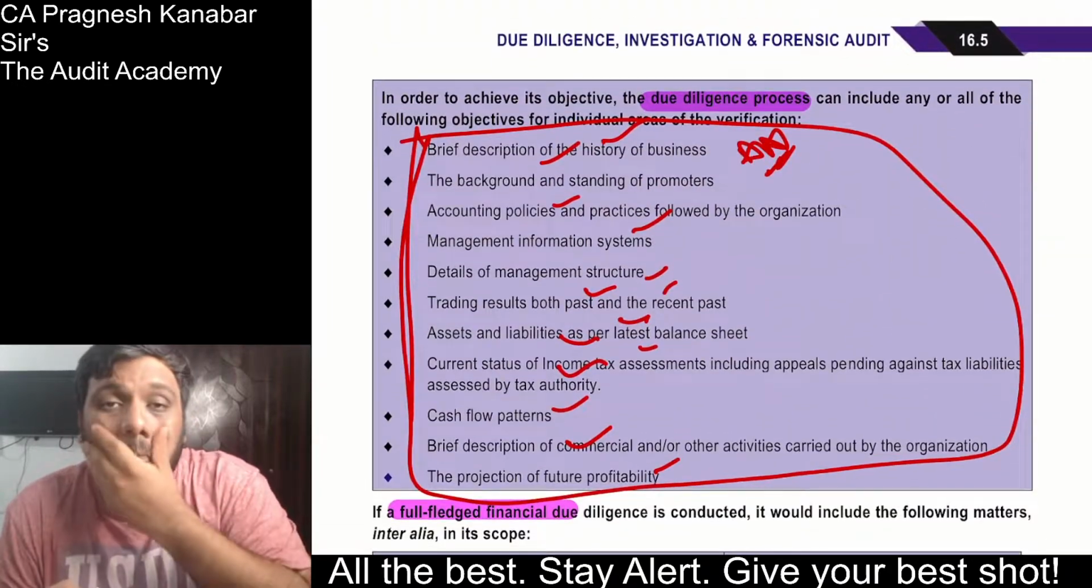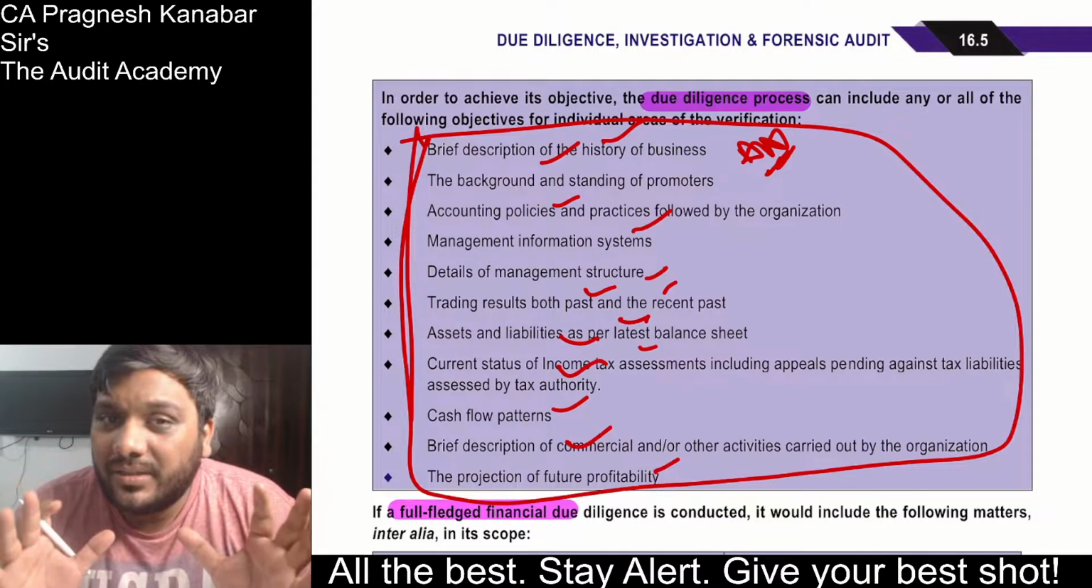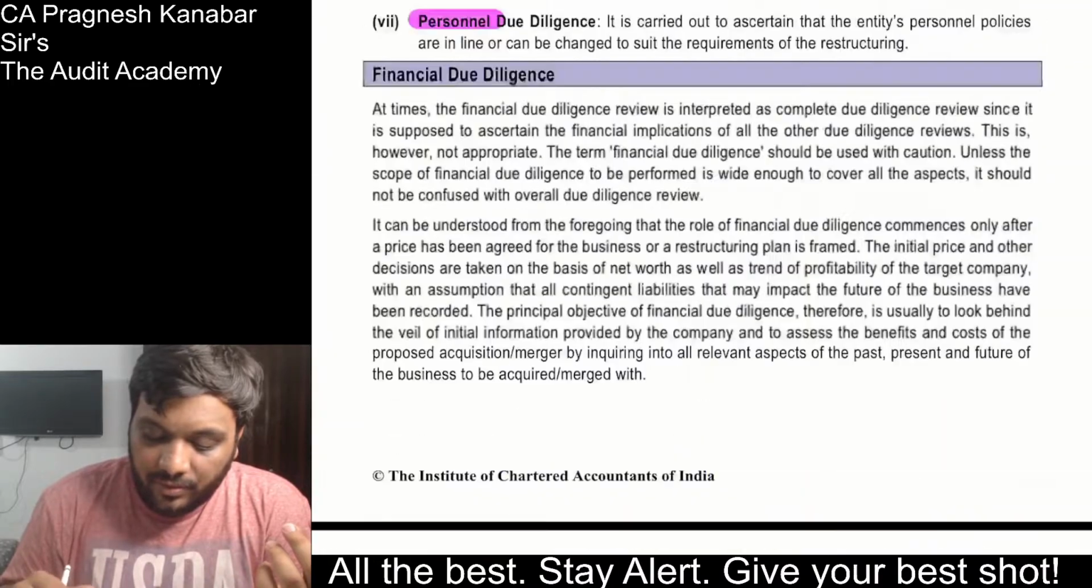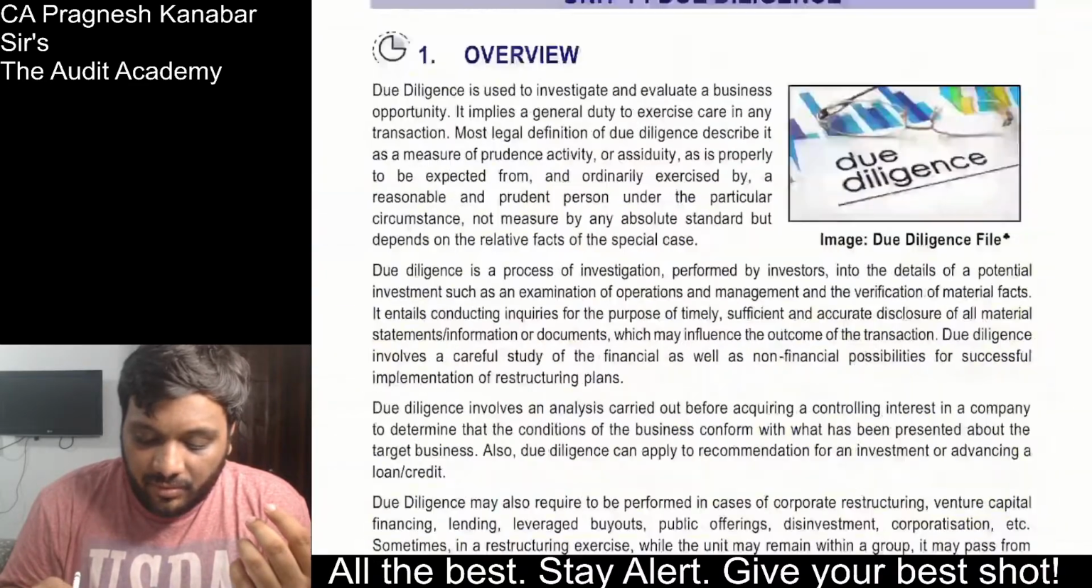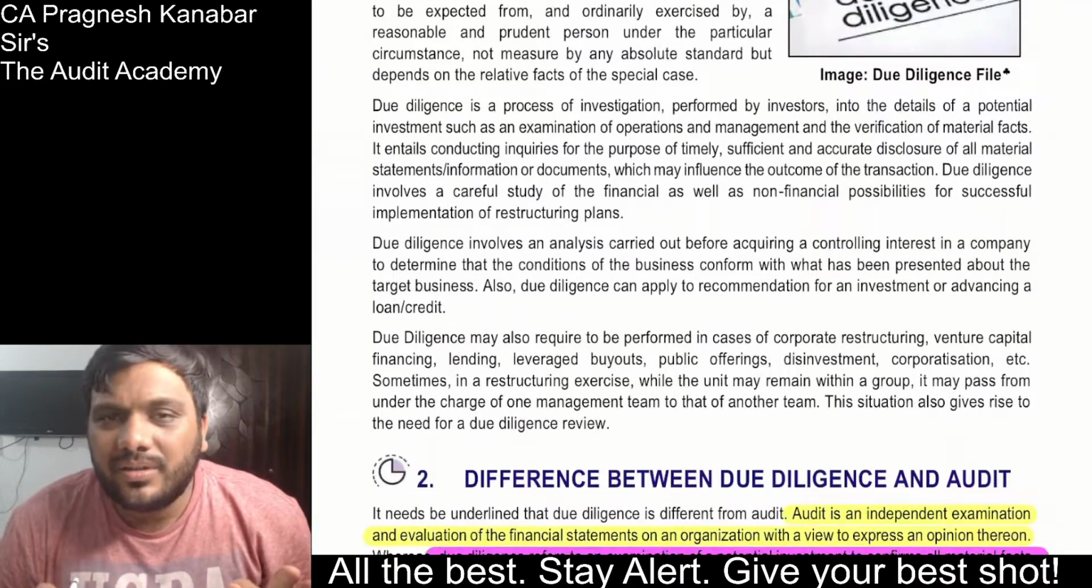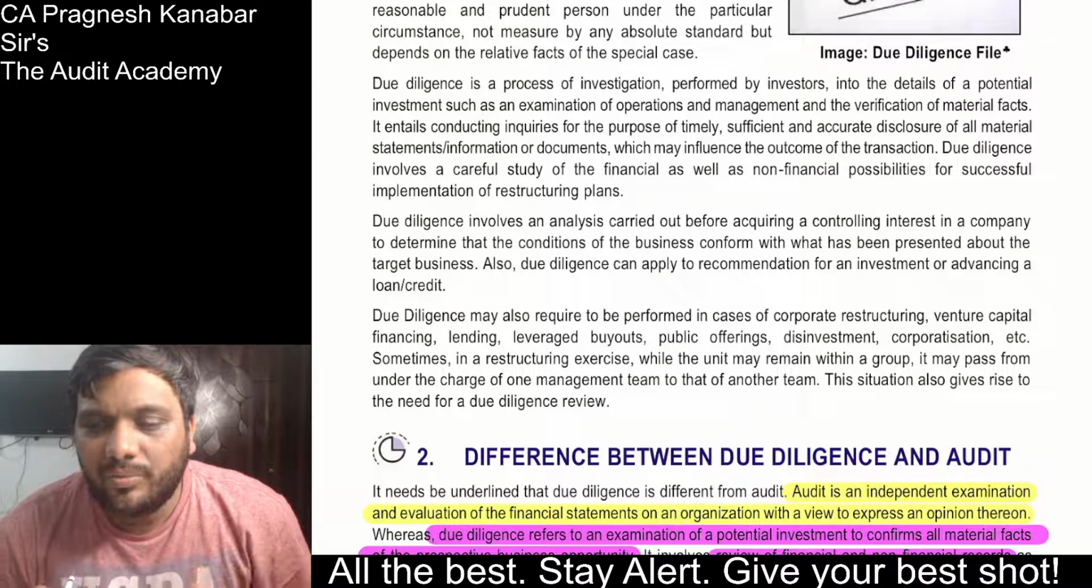All right, so these are the standard questions that are asked in due diligence. However, there can be some more questions with respect to due diligence. Again, I am worried about theory questions that can be asked. Otherwise, for practical questions, I am not at all worried, because you are in a good position to write that.